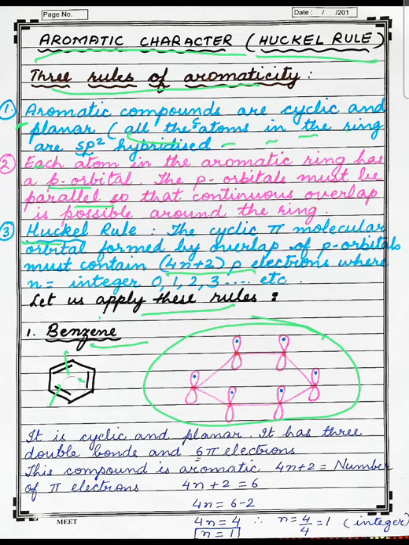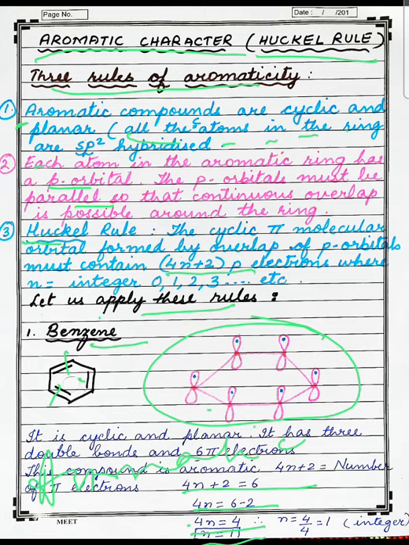Because 4n plus 2 is the number of pi electrons, and 4n plus 2 is equal to 6. The next step is 4n is equal to 6 minus 2, so 4n is equal to 4, and n is equal to 1. Hence, n comes out to be an integer. Therefore, benzene is an aromatic compound.